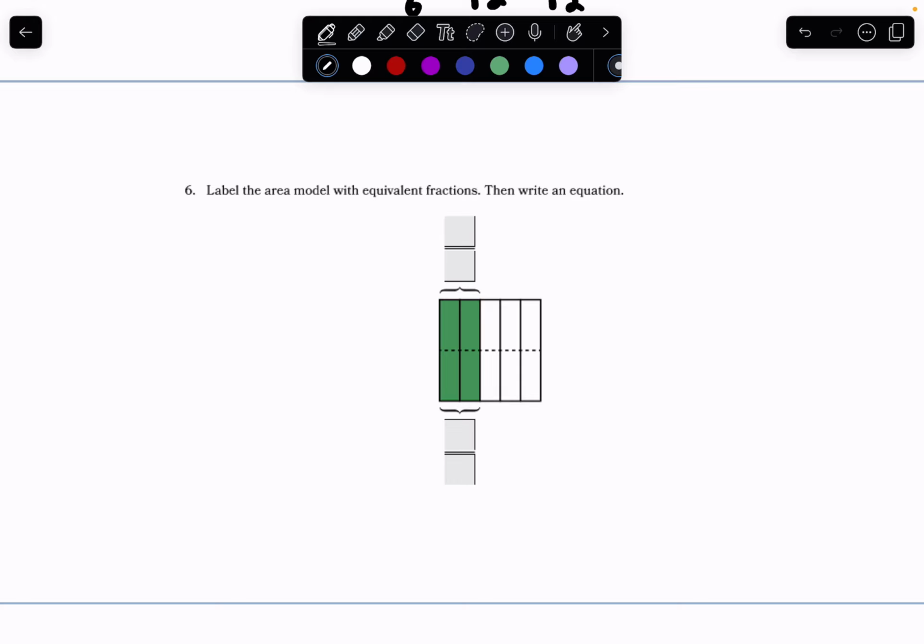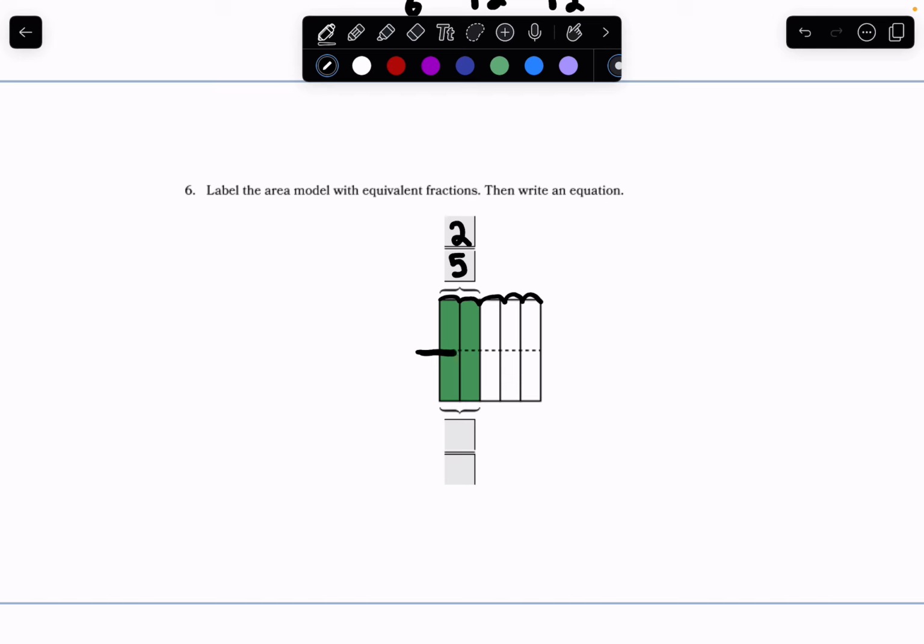Now we're going to see how many rectangles this was broken up into before there was a dotted line. There were 1, 2, 3, 4, 5 big rectangles. So our denominator is going to be 5. And think to yourself, how many of those fifths are shaded in green? I hope that you thought to yourself 2/5 are shaded in. Now we can talk about the dotted line.